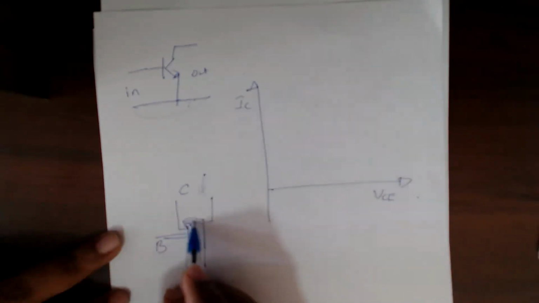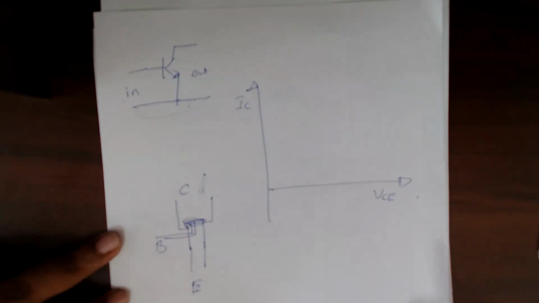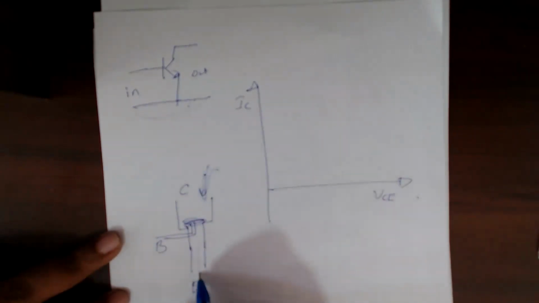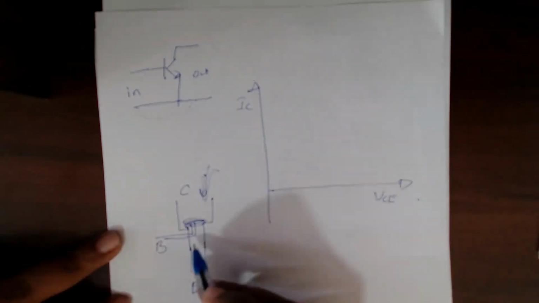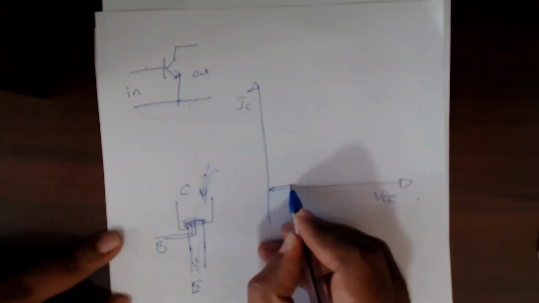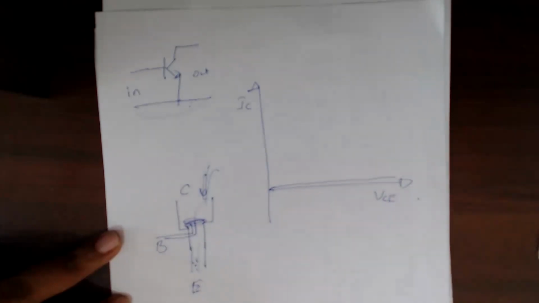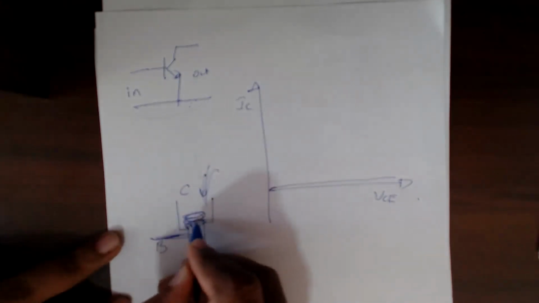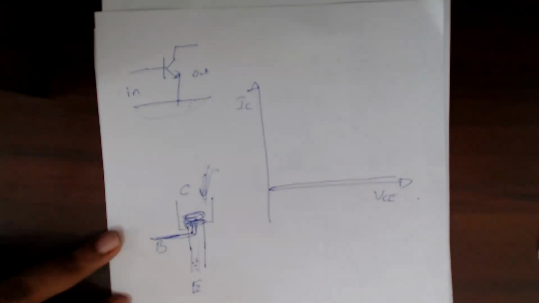So if this valve is closed, will increasing this pressure produce any flow of water in this direction? The valve is closed, you are increasing the pressure. What's going to happen? There is no current. There's no flow of water. Similarly, if the base is low, you might have a small leakage current, but nothing considerable. Almost like a flat line. You apply a small base current. That means the valve is slightly open. Now what's going to happen?